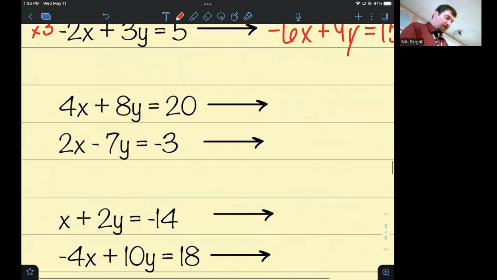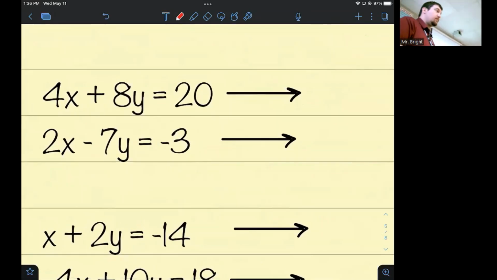How about this second one? What could I do to which equation to make them line up? By 2. Multiply the bottom equation by 2. Now that's going to give me a 4x and a 4x. If I want them to be opposites, make it a -2, and they'll become opposites. Or was anyone going to say anything else?